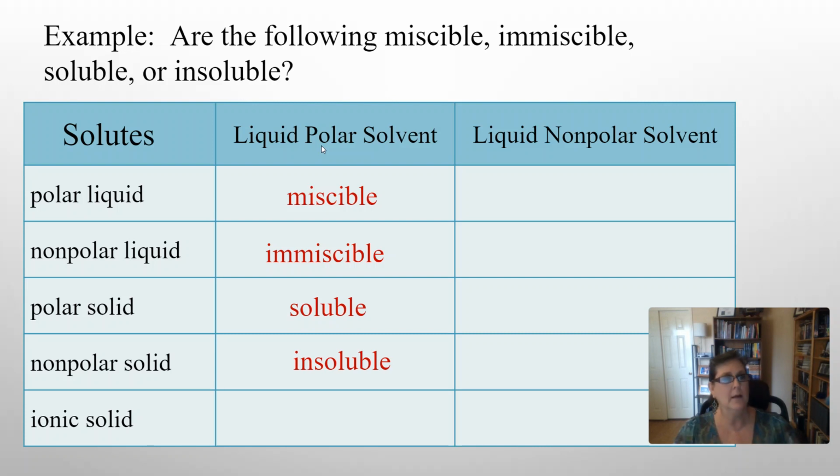Insoluble. Good job. Now here's a tricky one. We have an ionic solid with a polar solvent like water, but we're talking about ionic solids now. Check your solubility rules for the ionic, right? Like dissolves like only refers to covalent.